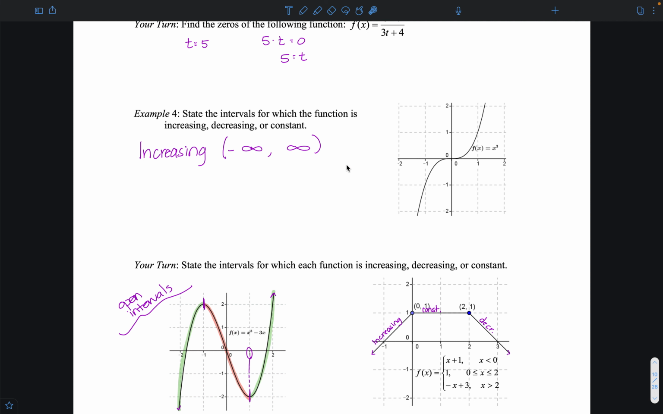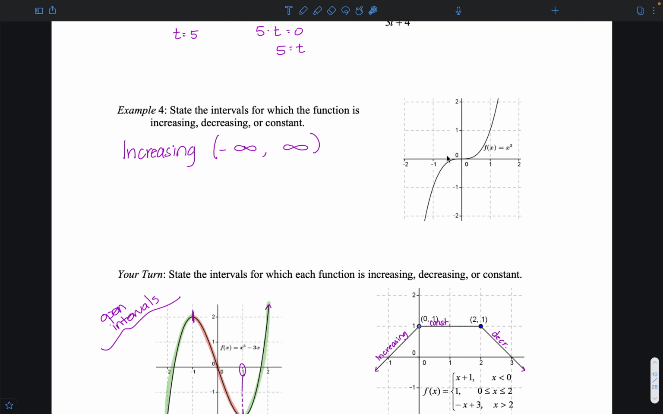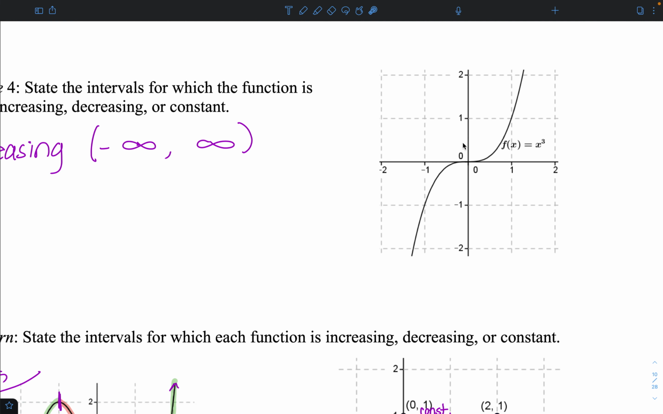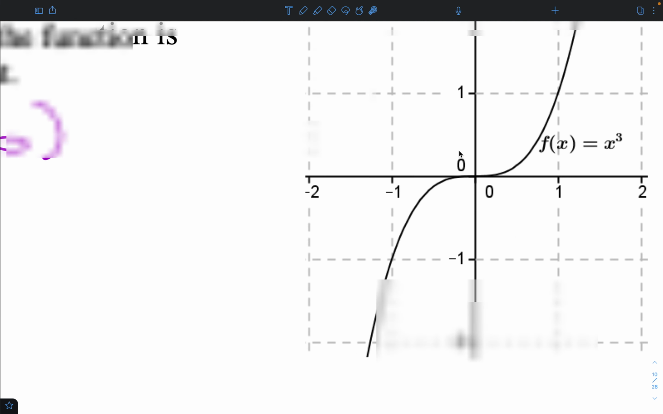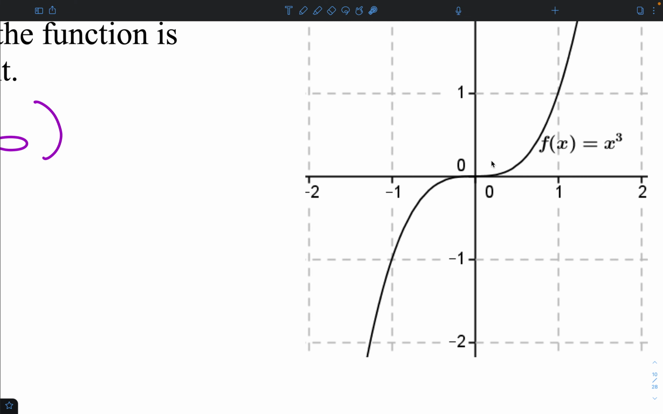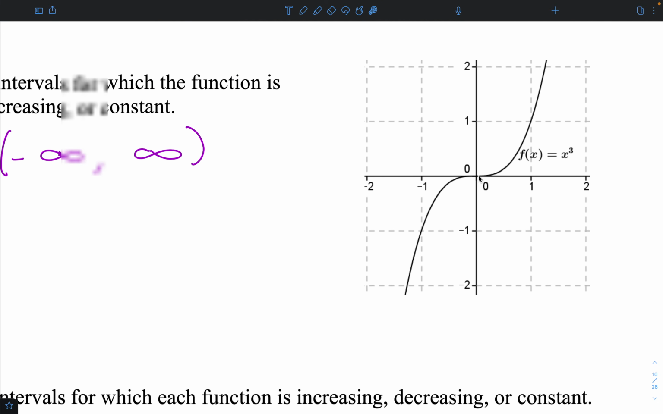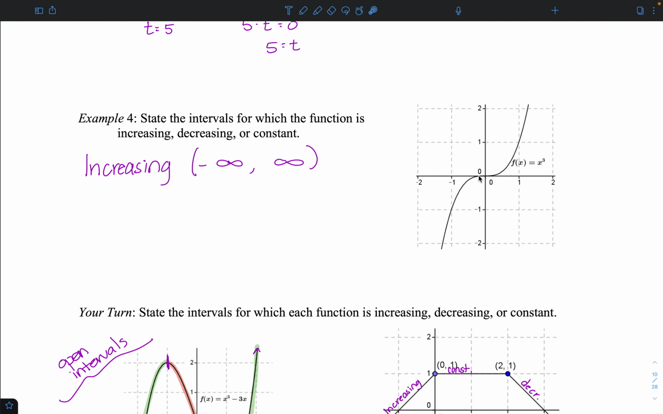So looking at this first example, and this probably isn't the best one, so I'll do one of the your turns with you. But I know in class I went over looking at this function, we typed it in, and we zoomed in as far as we could. And I know what it looks like once it gets to here and here. It is constant there in the middle, but I promise you it is increasing ever so slowly. So for a cubic function, it is increasing throughout the entire graph. So therefore, we say this is increasing from negative infinity to positive infinity.